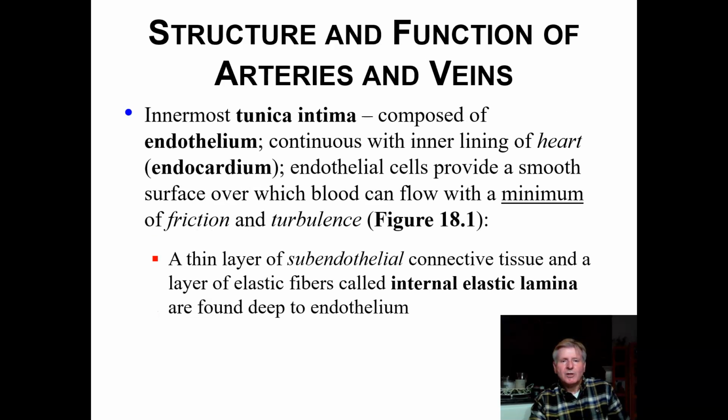The tunica intima, consisting of endothelium, is continuous with the inner lining of the heart, which is the endocardium. These endothelial cells provide a very smooth surface over which blood can flow with a minimum of friction and turbulence. You also have a very thin layer of subendothelial connective tissue called the internal elastic lamina, which is below the endothelium.